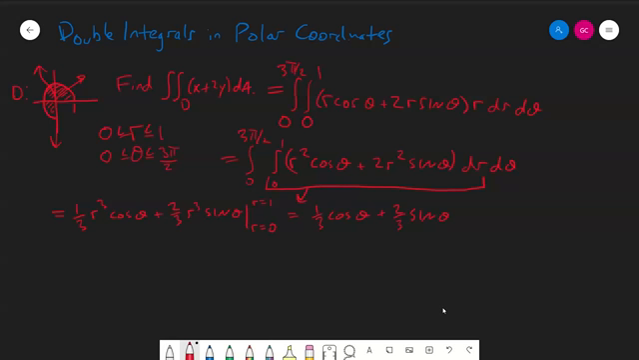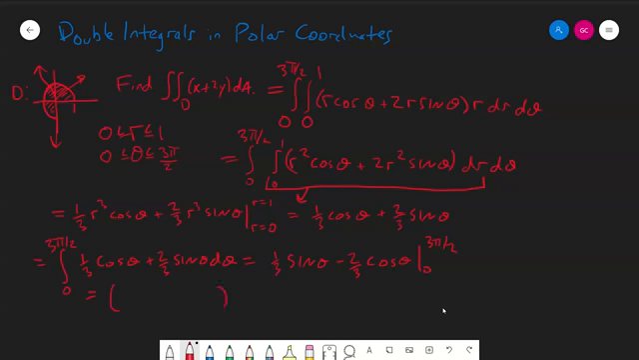Okay, so once you've done the inside part, now we can go back to the outside integral. Integral from 0 to 3 pi over 2 of 1/3 cosine theta plus 2/3 sine theta d theta. The integral of cosine is positive sine, and the integral of sine is negative cosine. And now we just plug in our bounds and see what we get.